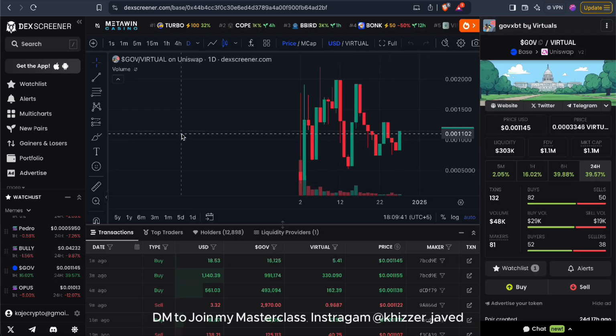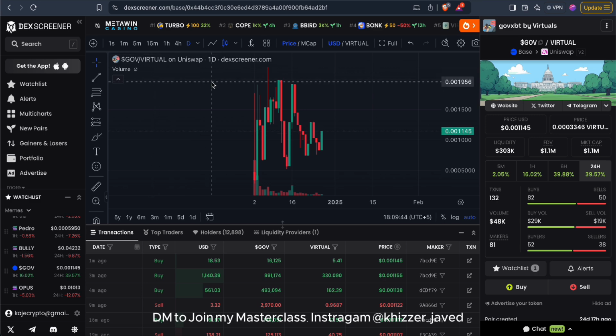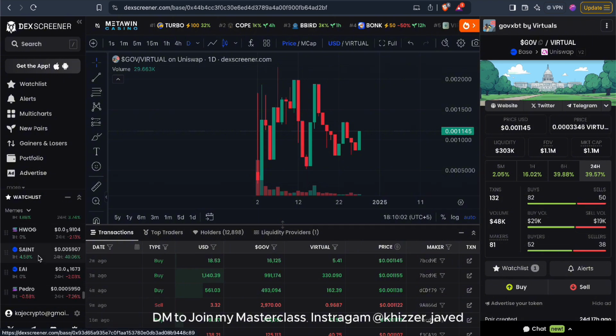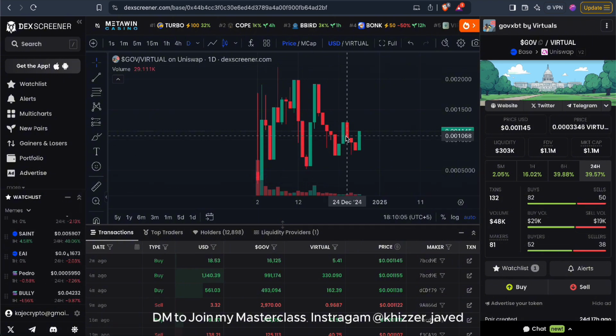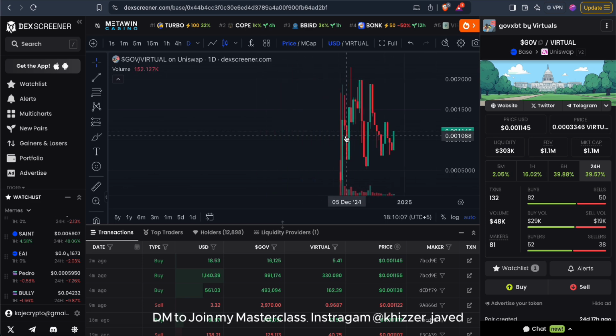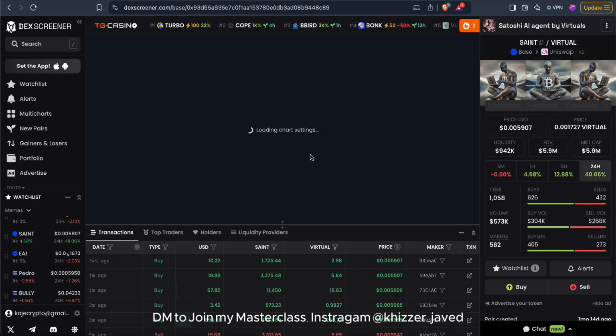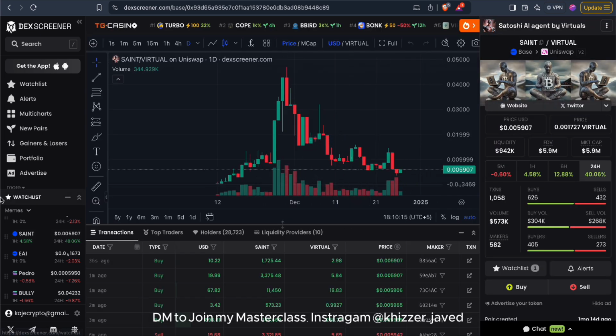And what I have noticed through this consolidation or the downside is that there are tokens, virtual tokens, the tokens on Virtuals Protocol, the AI agent narrative on Base network. All the AI agents on Base network are moving up very nicely. They are very, very strong. So you can see this Gov, and then you can look at Saint. You can see it is also moving up.